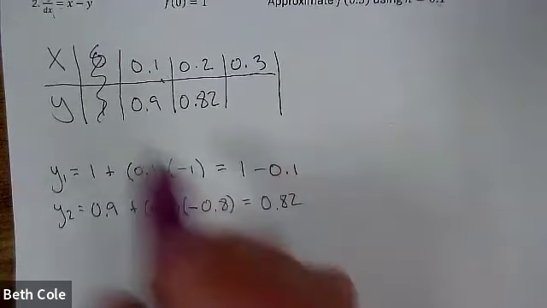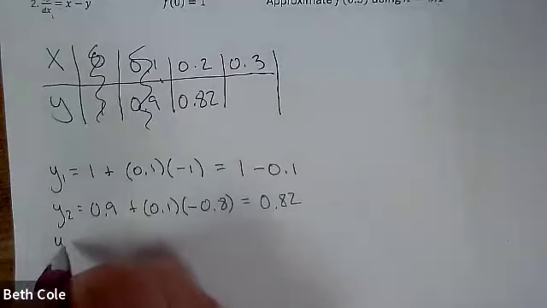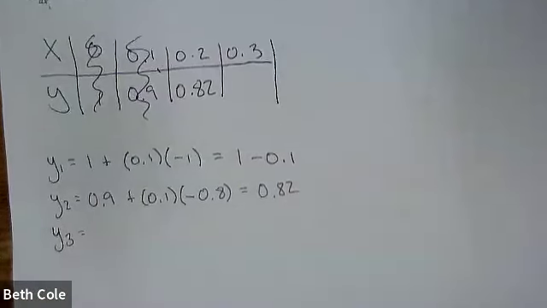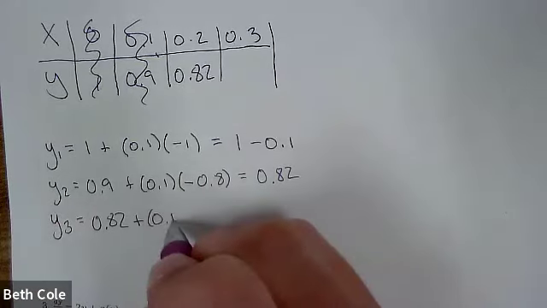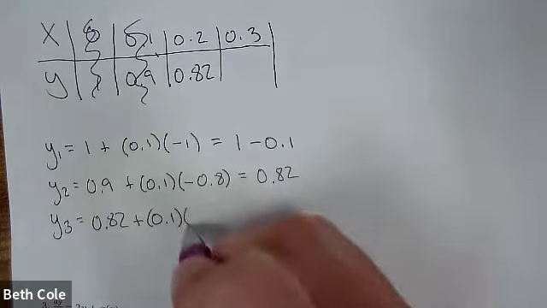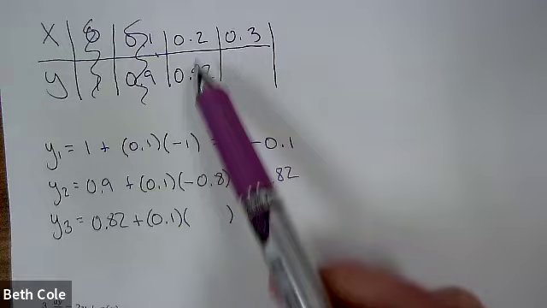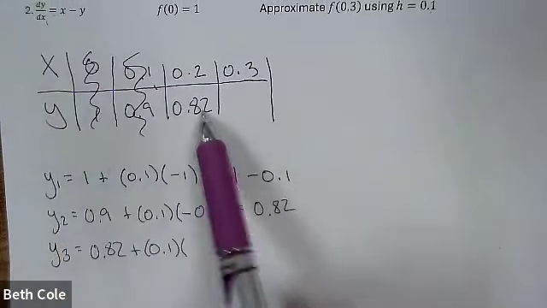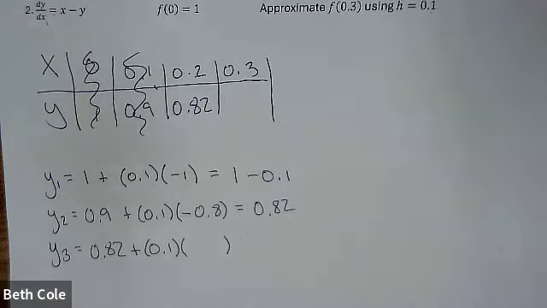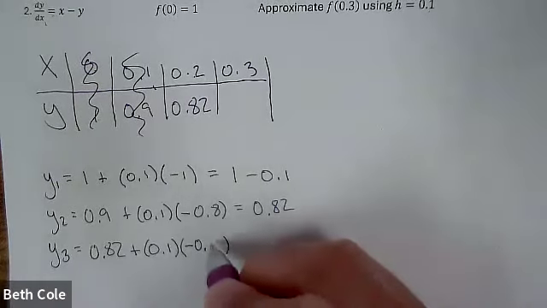All right, one more time. We're going to scribble this one out. Y sub 3. How's it going to start? 0.82, that's where you just were, plus 0.1, your step size, and then you want the derivative at the previous point. So you would plug in 0.2 for x and 0.82 for y. So 0.2 minus 0.82, I'm getting -0.62.